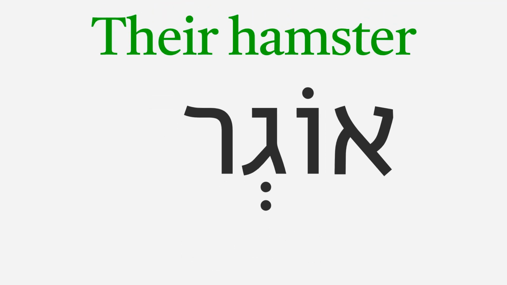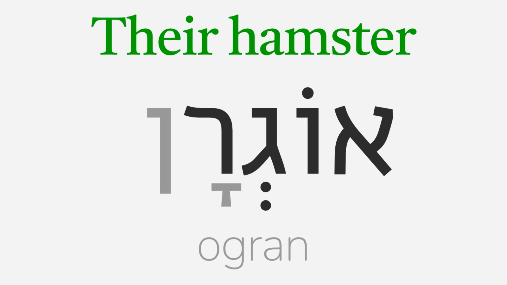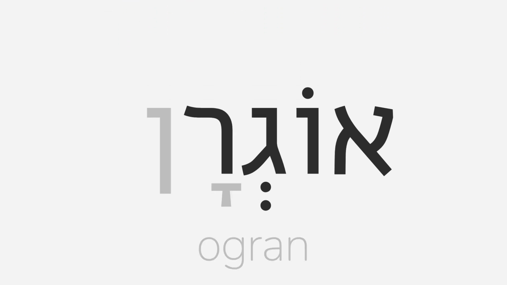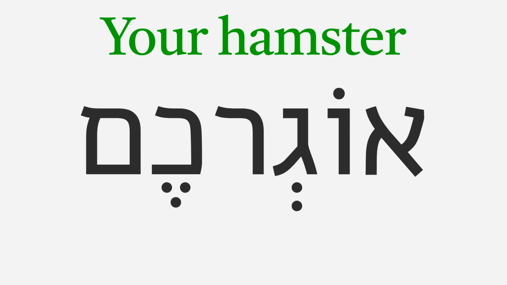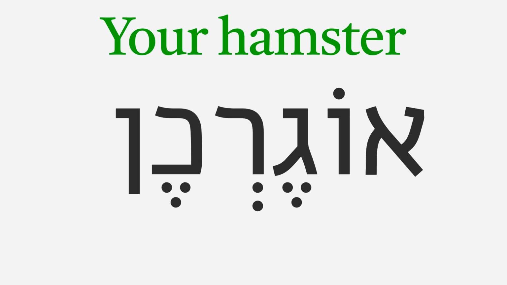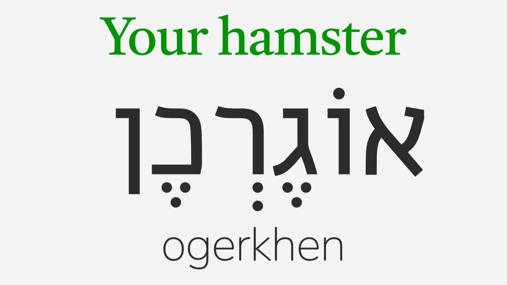The "them" suffixes used with singular nouns to mean "their" are always -am and -an, never -hem or -hen as with some prepositions. Ogram, their hamster in masculine form, and ogran, their hamster in feminine form. The plural "your" suffixes used with singular nouns, -chem and -chen, will always use a shva. So your hamster, where the "your" is plural, is ogerechem or ogerechen.